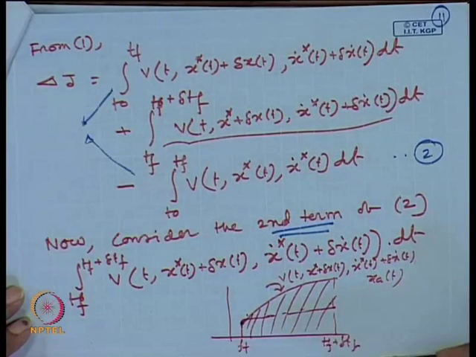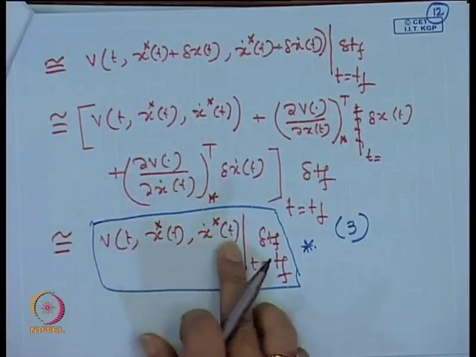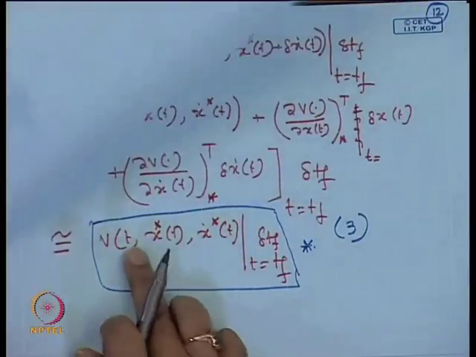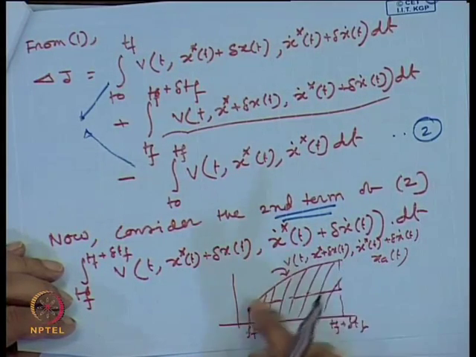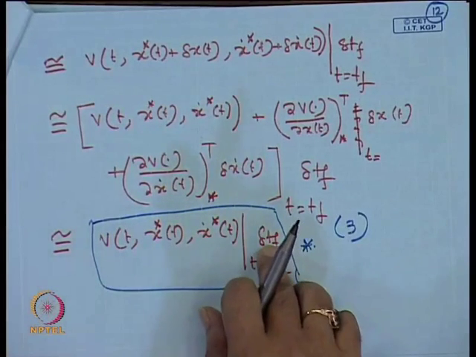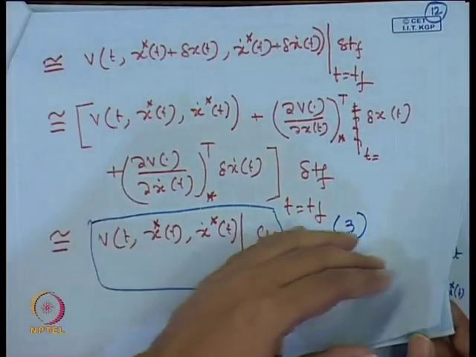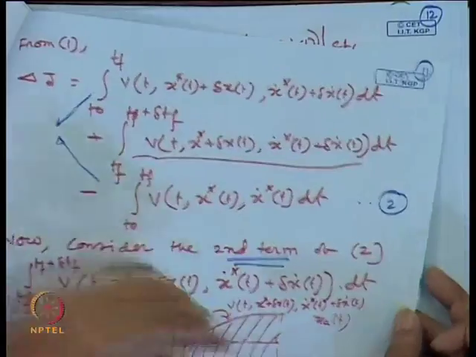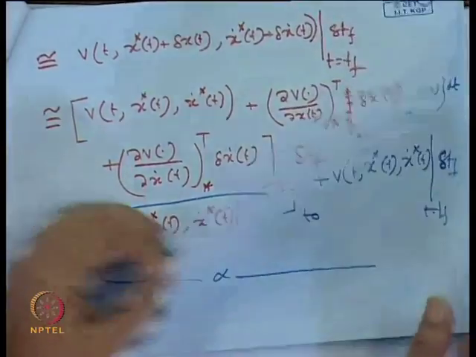We have explained earlier how we approximated this integration term. It indicates the value of the V(x(t)) curve at t equal to t f, multiplied by delta t f. At t equal to t f, find the functional value and multiply by delta t f. This is the approximate value of the integration part when delta t f is very small. Using this approximation in the expression, we finally get this expression.